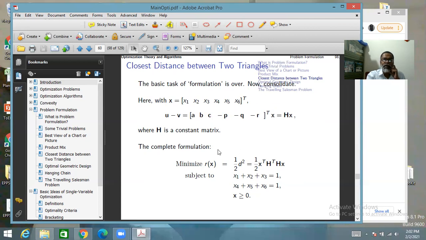So the complete formulation will be minimize half this thing transpose this thing. Okay, so that is this. Okay, half x transpose Hx, subject to the constraints. Altogether, these constraints come from the requirement of convex combination, right?